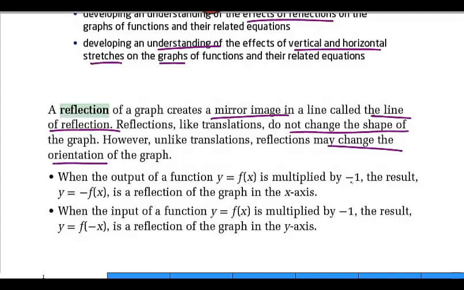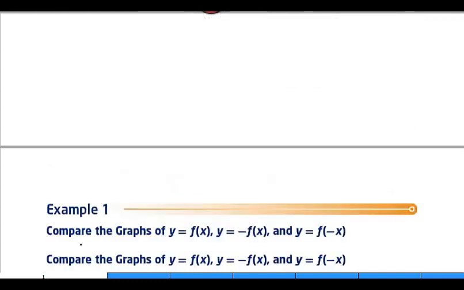When the output is multiplied by -1, the result is y equals negative f of x, a reflection in the x-axis. When the input is multiplied by -1, the result is y equals f of negative x, a reflection in the y-axis.